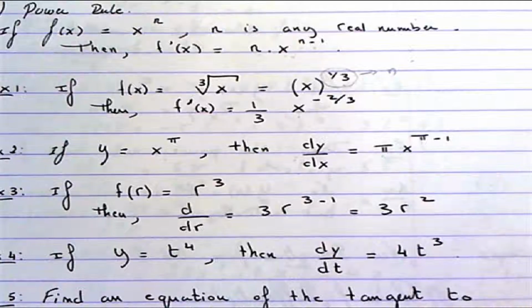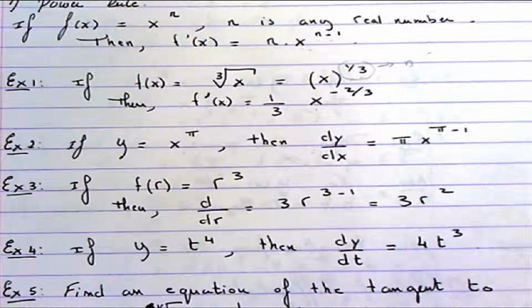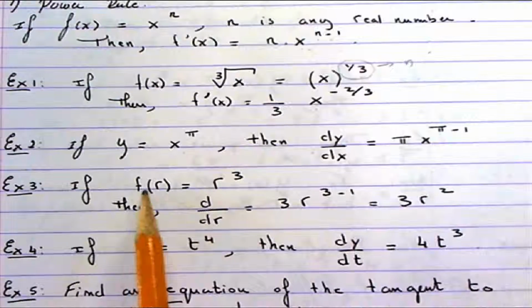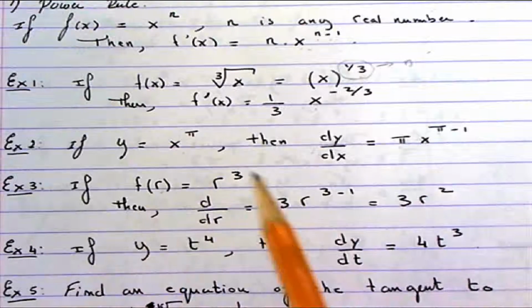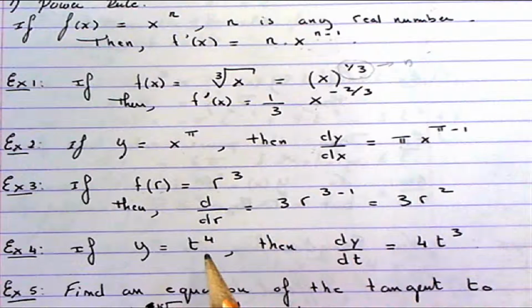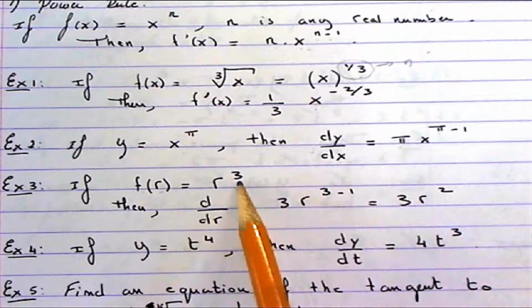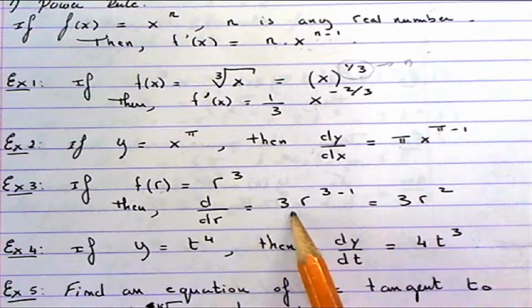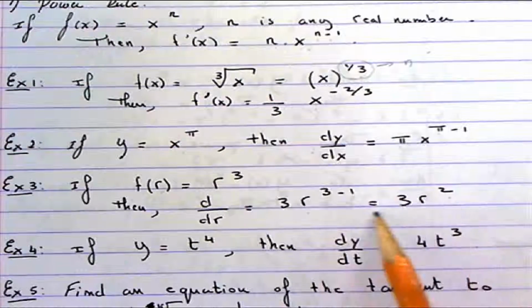Okay, let's move on. Example 3. If f of r equals r cubed, the reason it shows r is because it doesn't always have to be an x. You can write it down also as d over dr. The n here is 3, so 3 goes in front of the r, and 3 minus 1 becomes 2, so this is your first derivative.